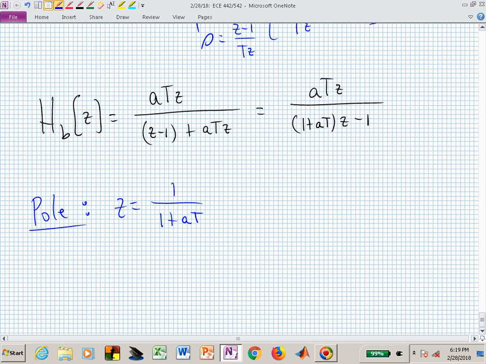Before, if we said aT was 0.2, this is now 1 divided by 1.2. So where is that? Well, that's close to where we were before. It's still inside the unit circle. This seems okay. Do we have a finite zero? Yes, here we do, don't we? So now we have a finite zero.